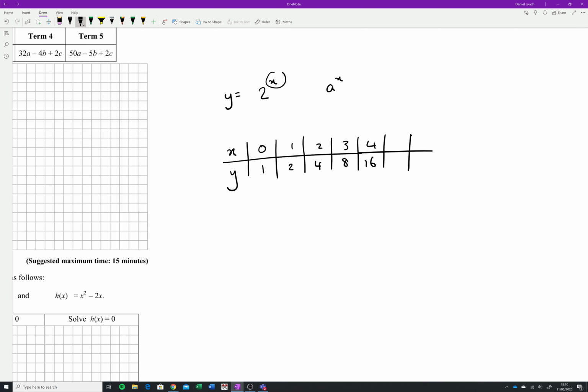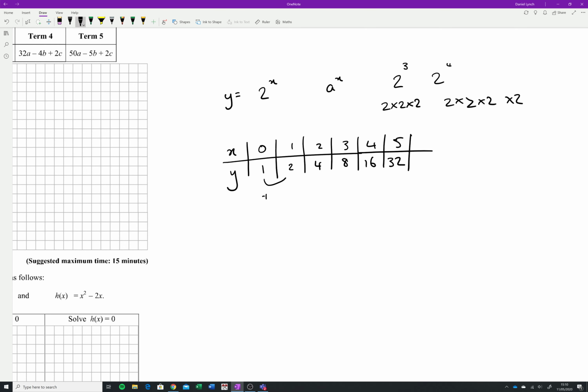Because every time you increase n by 1, or x by 1, what you're doing is, if you go from 2 cubed to 2 to the 4, you're taking the previous answer, which is 2 by 2 by 2, and now it's 2 by 2 by 2, except by 2 again, so it's being doubled. And that's obviously going to continue the whole way along. So that is what it looks like.